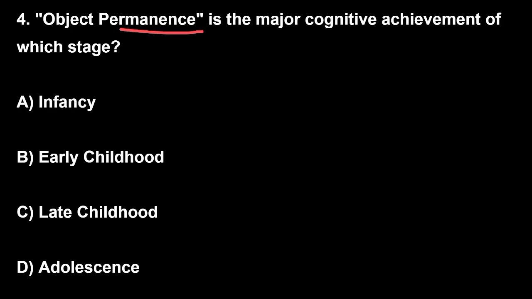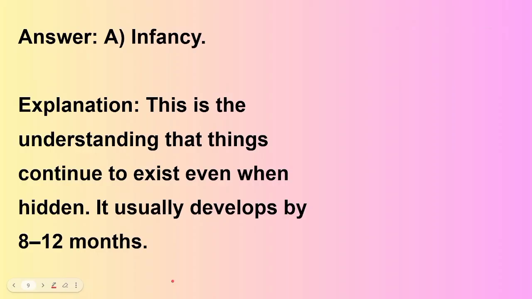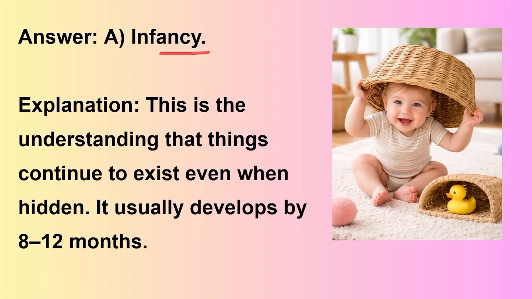Next question. Object permanence is a major cognitive achievement of which stage? Infancy, early childhood, late childhood, or adolescence. The right answer is infancy, because this is the understanding that things continue to exist even when hidden. Object permanence means it is the understanding that things continue to exist even when hidden. It usually develops by 8 to 12 months.